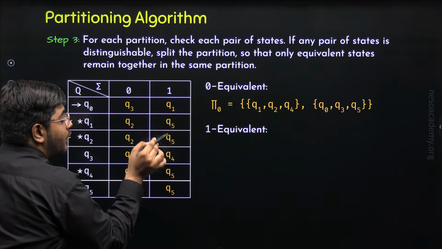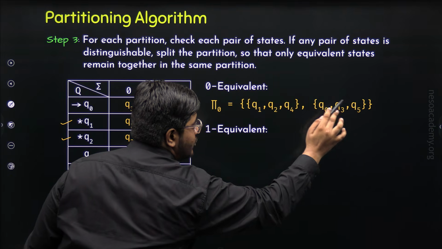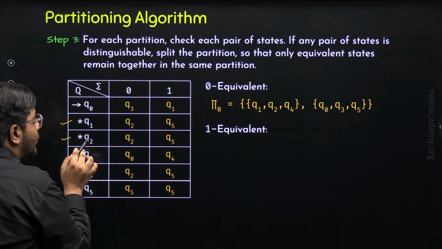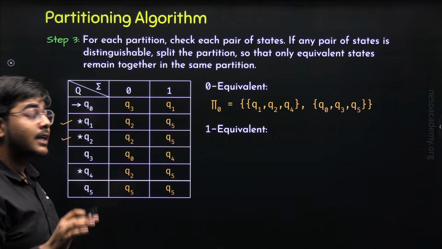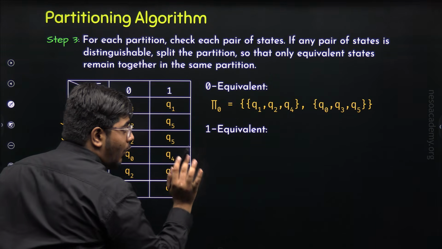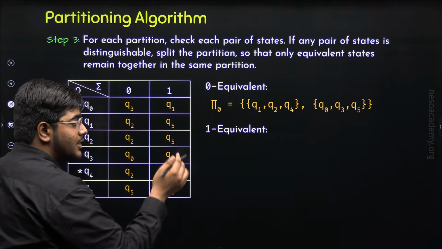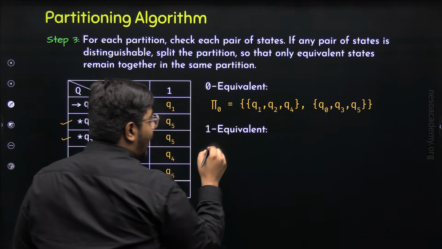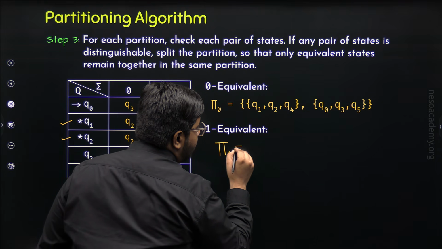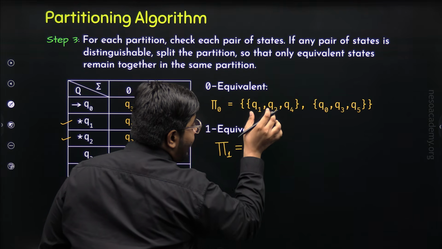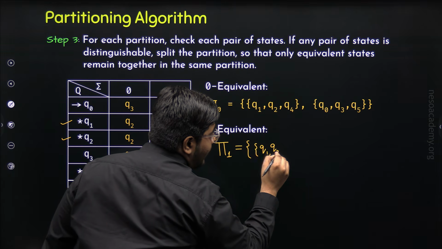So the next states are Q5 and Q5. Q5 and Q5 are again belonging to the same partition. So Q1 and Q2 are equivalent to each other. Q1 and Q2 are not distinguishable states. That is why in the 1 equivalent also, Q1 and Q2 will remain together in the same partition. Now let's write 1 equivalent. 1 equivalent is represented using pi 1, it will be the set in which Q1 and Q2 will remain together in the same partition.